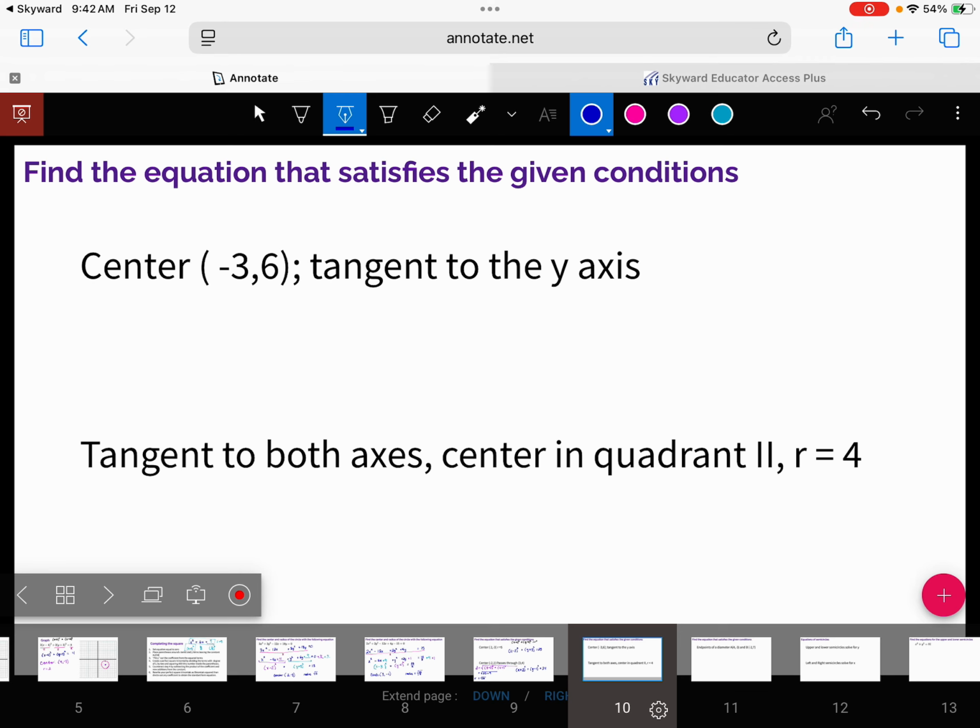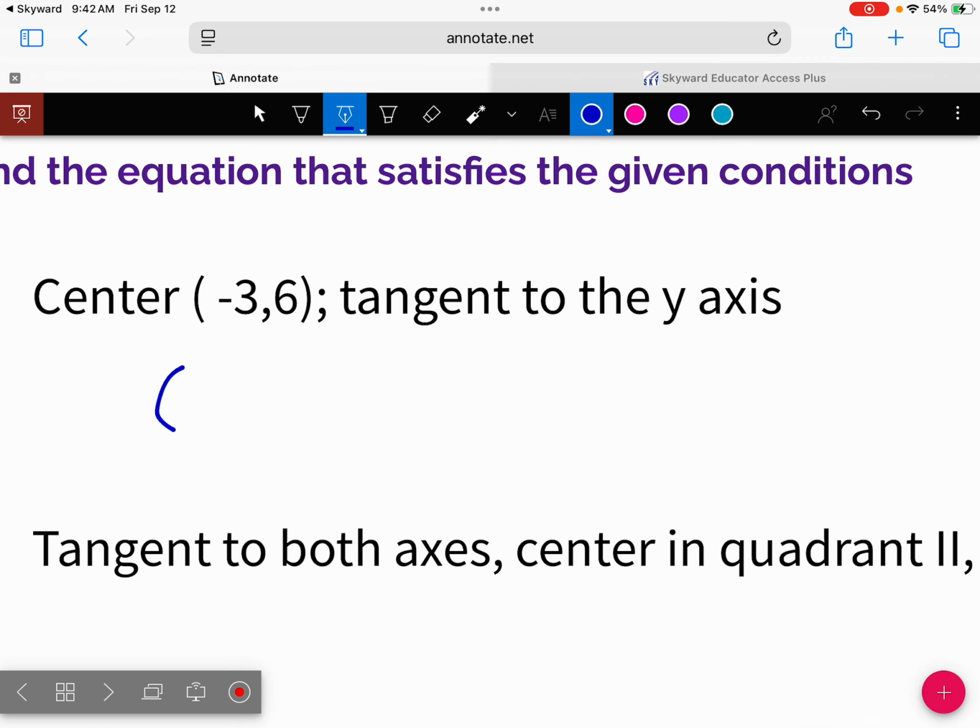They mean touching. So our equation on this guy, we'd have our x minus -3, so x plus 3 squared, and our y minus 6 squared, and that's going to equal our radius, 3 squared, 9. Okay, so sometimes you're just going to describe it, and at that point, sometimes it helps to sketch it out.